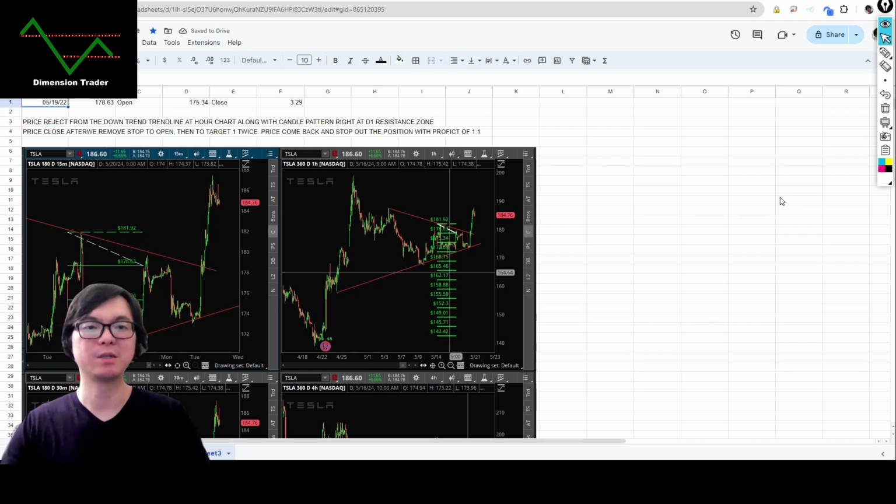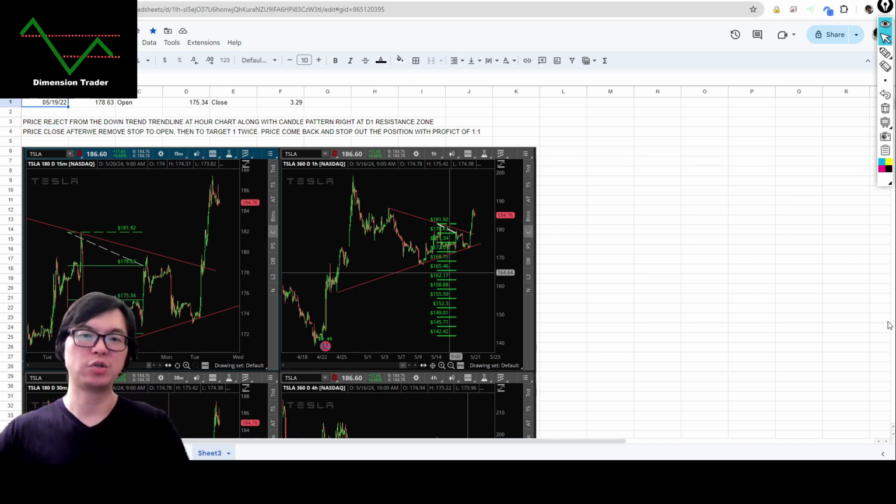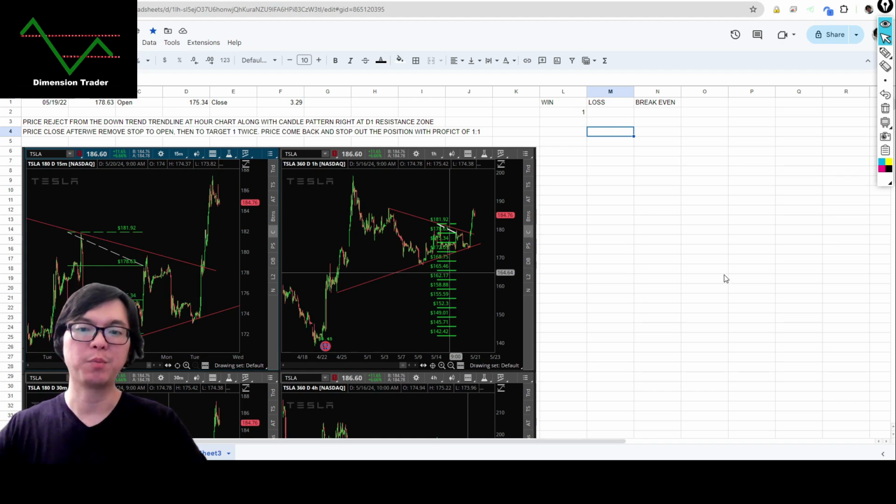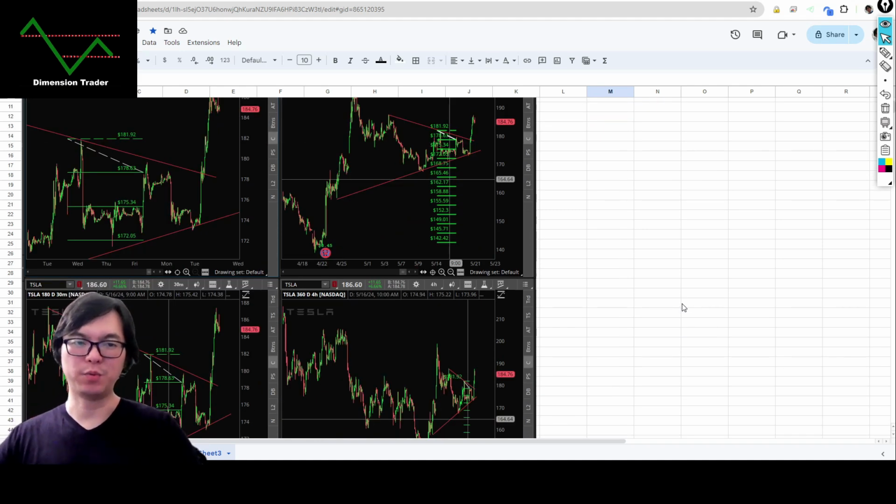Okay, this is a simple note for your trading journal, and you are going to make your record of win, loss, and break even. For this trade, because we have 1-to-1 profit, let's put it into a win, and you're going to do this for every single trade you are making. The goal of the trading journal is, while you are doing live trades, to help you review what you are doing correctly and what you can improve.